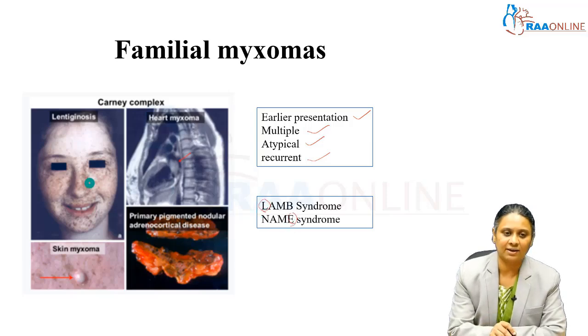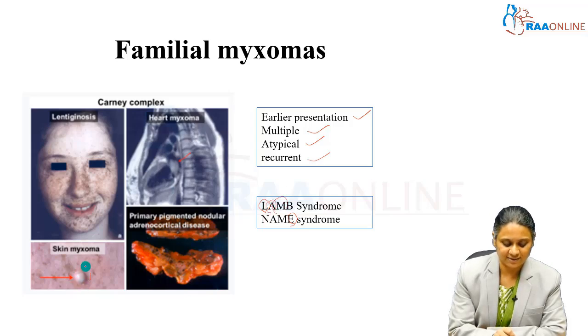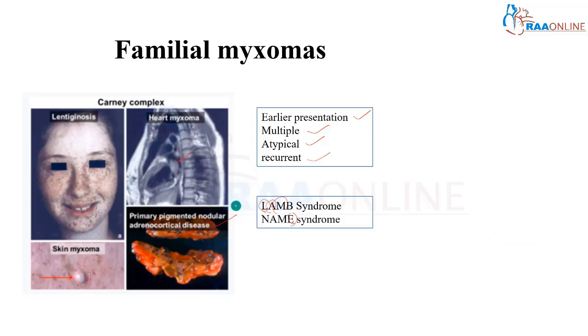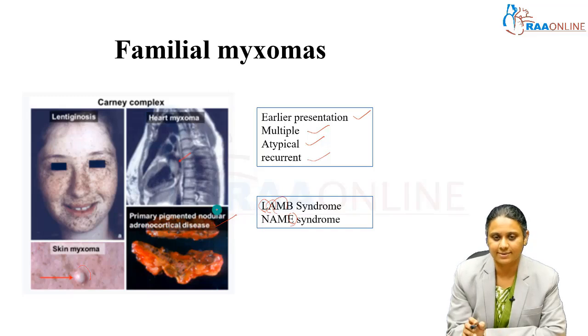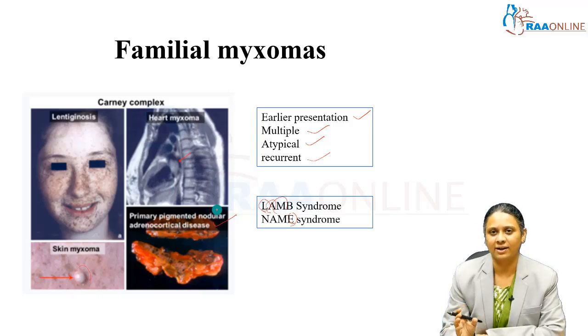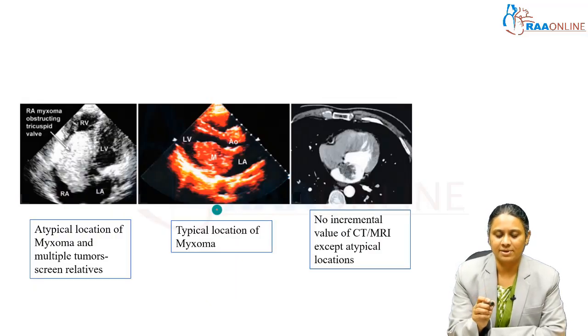As you can see, lentigines are hyperpigmented patches over the face, and myxoma of not only the atria but also of the skin. You can see like a stalk and peduncle, same pattern like it presents in the atrium. And in addition to skin myxomas, it can present as primary pigmented nodular adrenocortical disease. So, these are examples of familial myxomas presenting along with skin and adrenal cortical presentation. These are few examples of the myxoma.